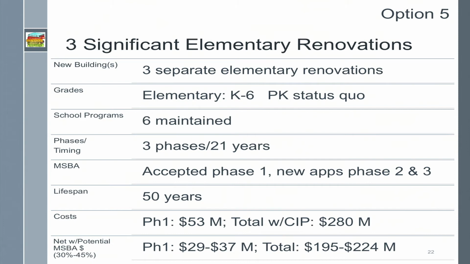The lifespan of the renovated buildings is 50 years. We estimate that Phase 1 would cost about $53 million, and the total cost with the remaining capital improvement projects would be about $280 million. With MSBA reimbursement, we expect Phase 1 to cost $29 to $37 million, and the total cost to be $195 to $224 million. At our last forum, someone asked, is there an option to build 3 new schools? This could be it.